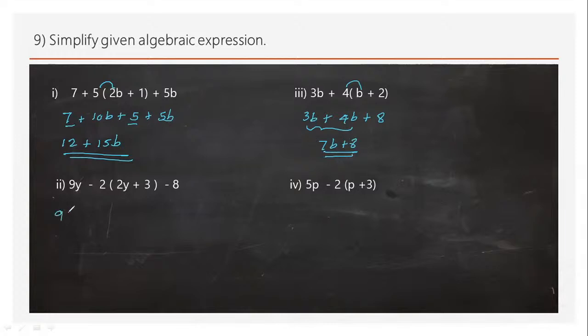Next one, 9y, 2 into 2, 4y, plus minus into plus, minus, 2 times 3, 6, minus 8. 9y minus 4y, that is 5y, minus 6 and minus 8, minus 14. 5y minus 14. 2 times p, 2p, minus into plus, minus 6. 5p minus 2p, 3p minus 6.